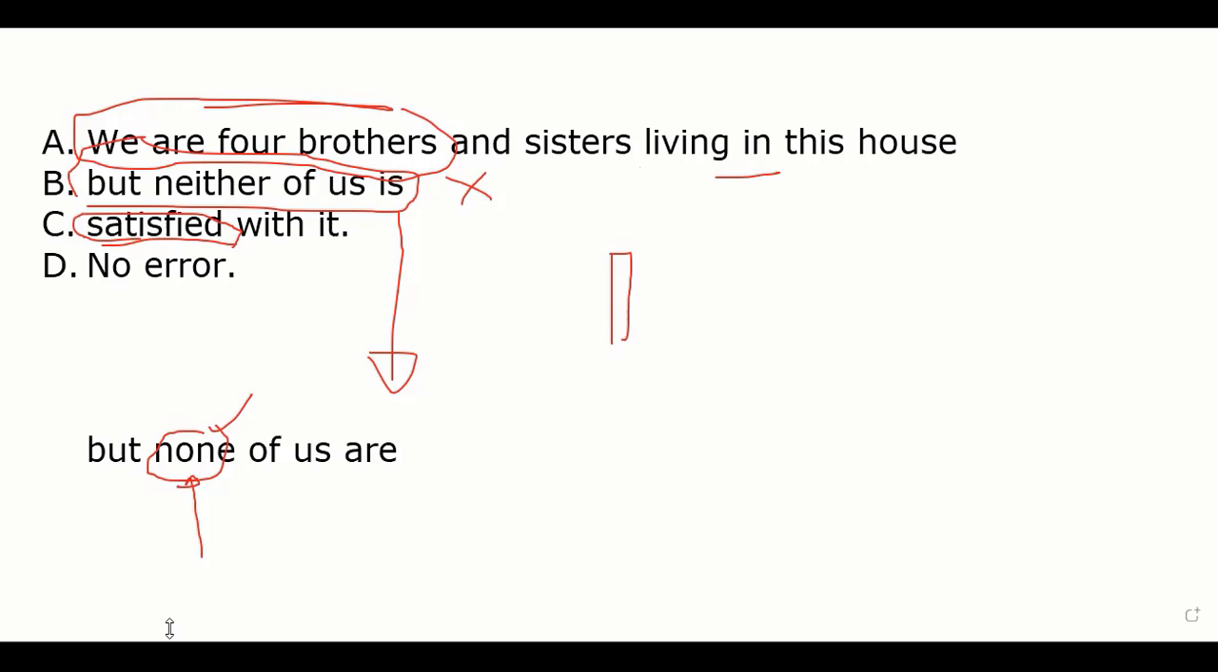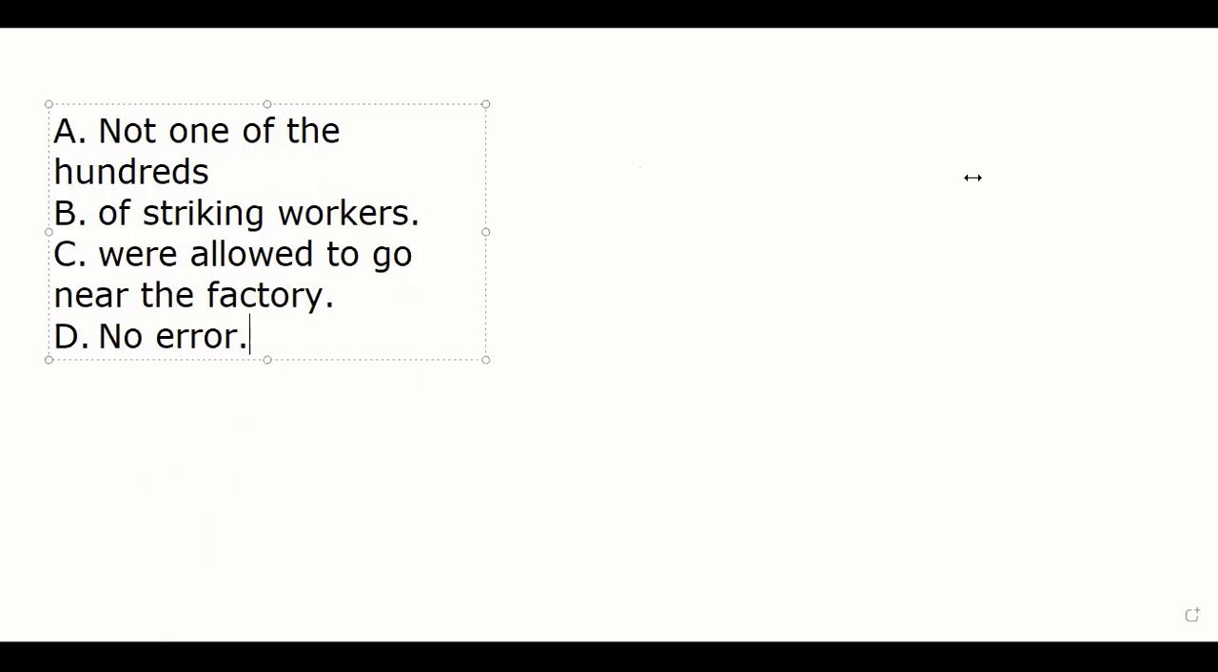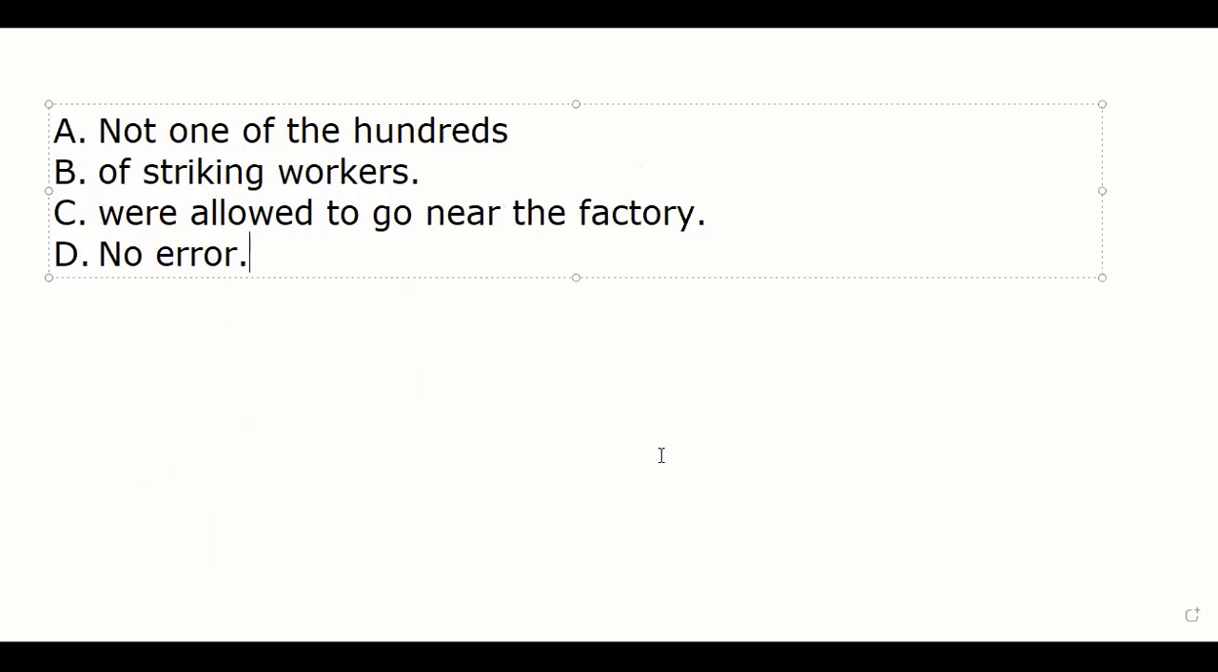Easy if you read word by word, then maybe let's try. If I say not one of the hundreds of striking workers, okay, this full stop is wrong. Not one of the workers, sorry, not one of the, this is very difficult to read itself. Not one of the hundreds of striking workers were allowed to go near the factory.